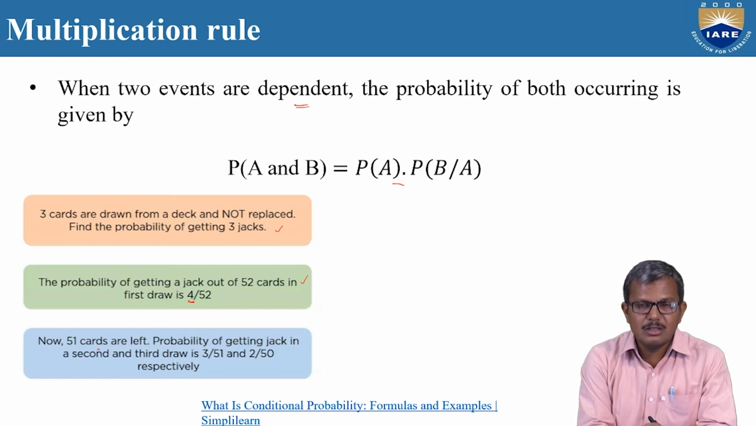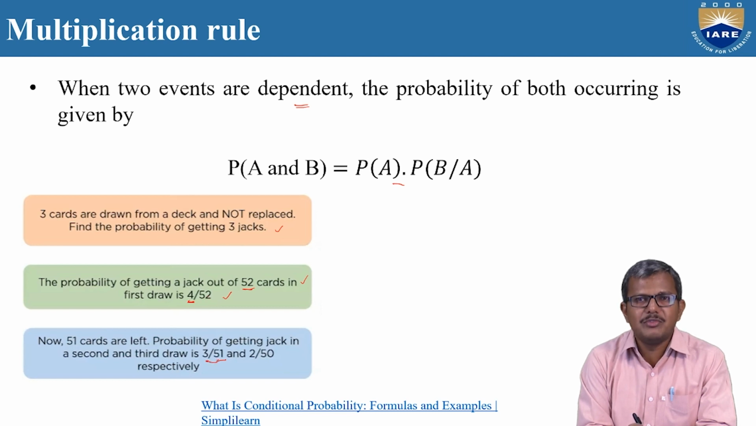Similarly, if you talk about the second jack, here we are talking about the first jack, that's why the total number of cards is 52 and the total number of jacks is 4. But one jack we have removed here, so the number of cards is going to decrease. It becomes 51. And the number of jacks is also going to reduce. It becomes 3.